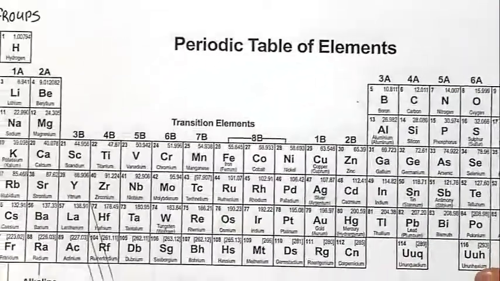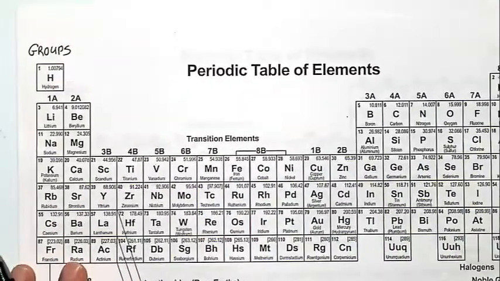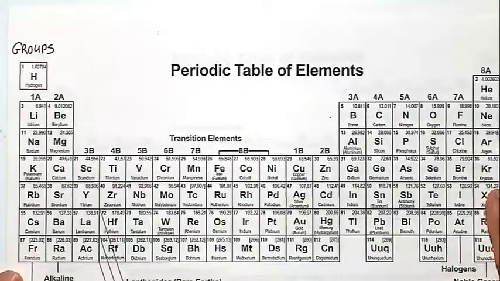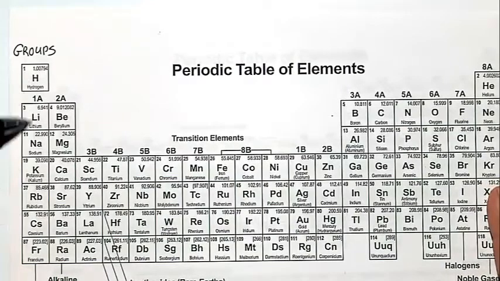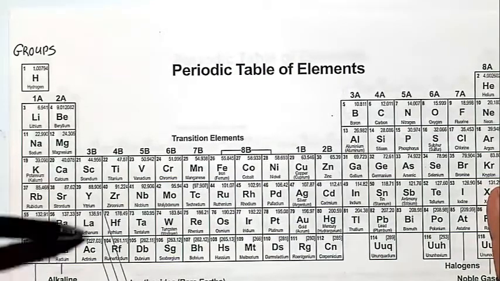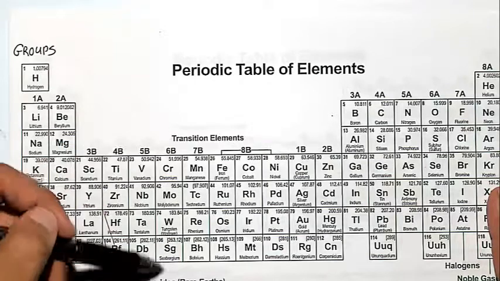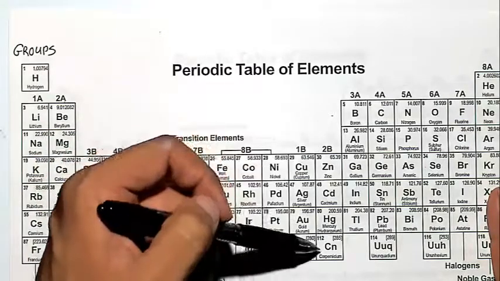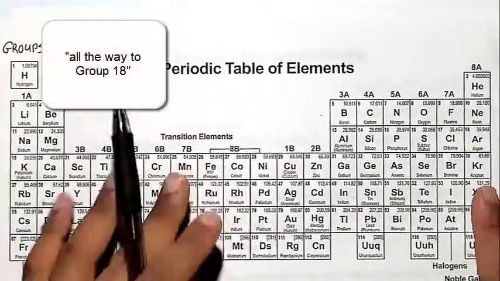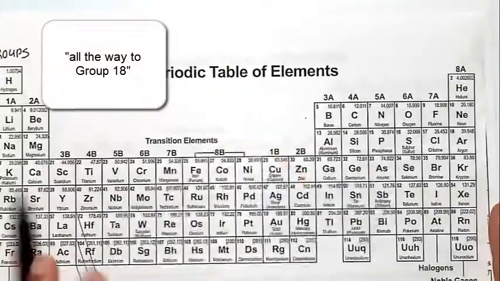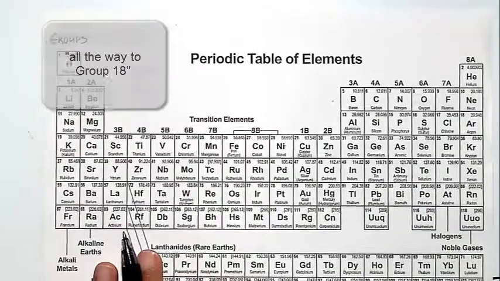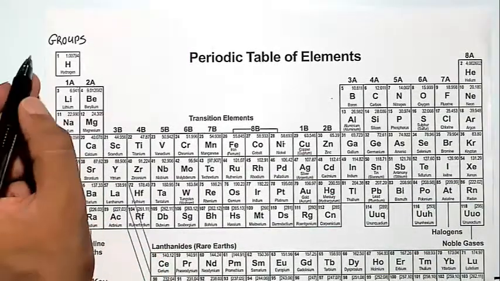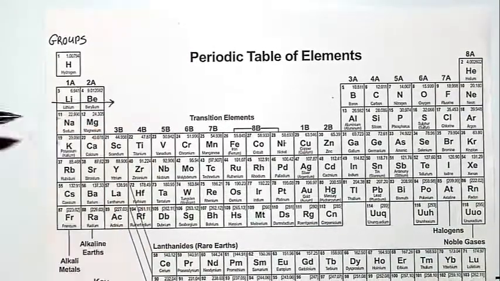Now, another version of this table doesn't have the A-B designation. Another version would just simply call this group 1, group 2, group 3, group 4, group 5, group 6, group 7, group 8, and group 9, group 10, group 11, group 12, group 13, group 14, all the way to group 16. The second aspect of the periodic table is looking from left to right, going this way.